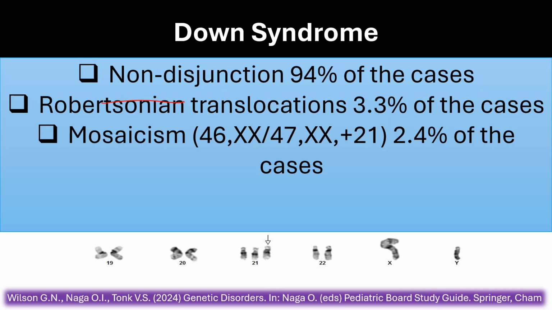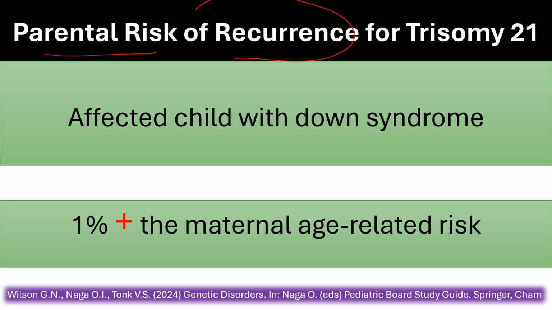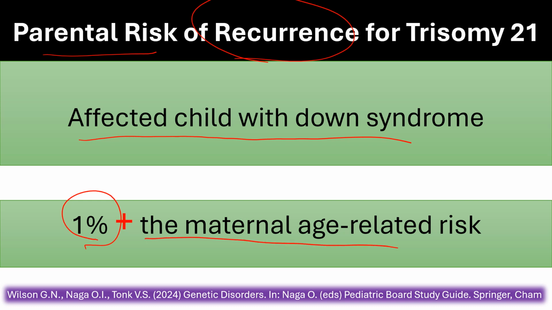Trisomy 21 non-disjunction is the most common type of trisomy 21, 94% of the cases. Robertsonian translocations is 3.3% of the cases. Mosaicism, which is a mix between normal cells and trisomy 21, is 2.4% of the cases. Parental risk of recurrence to have another child with trisomy 21 after birth of an affected child with Down syndrome is 1% plus the maternal age-related risk.